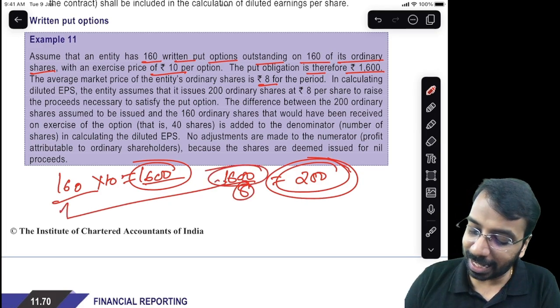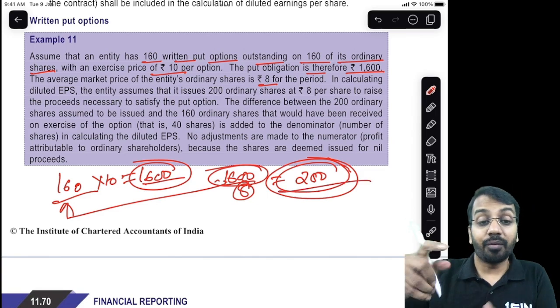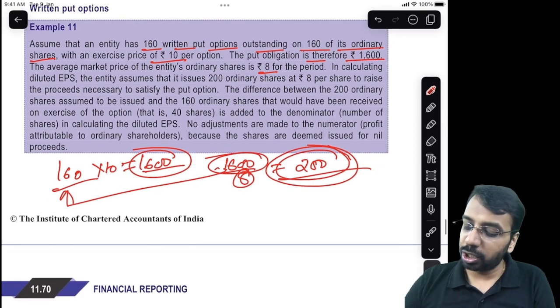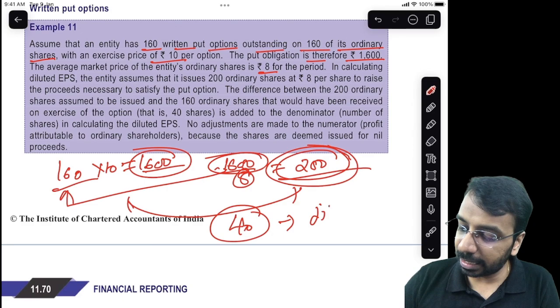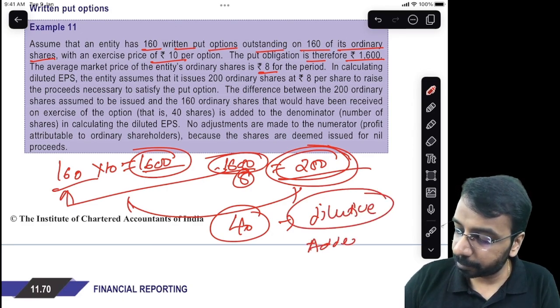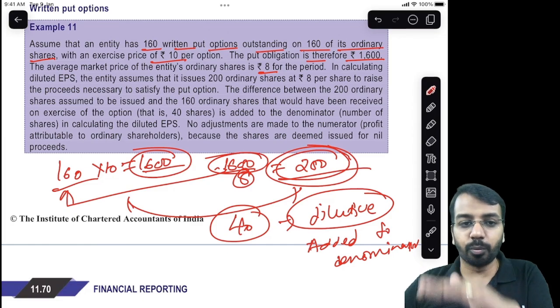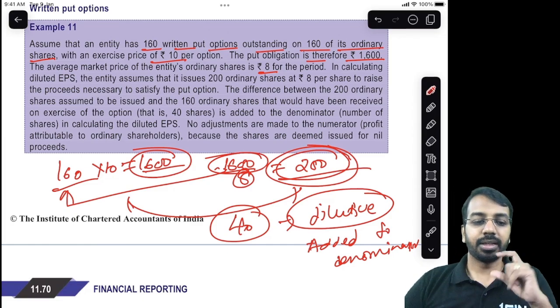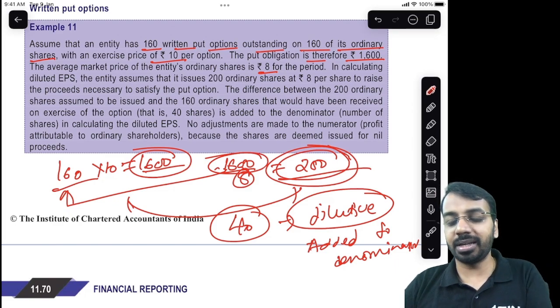Using this 1600, I will buy back 160. So I issue 200 shares, and when I buy back, I will get only 160 shares. The difference between these two, 40 shares, is considered to be dilutive. So when I say this is dilutive, this is added to the denominator. No treatment in the numerator because there is no change in profit.